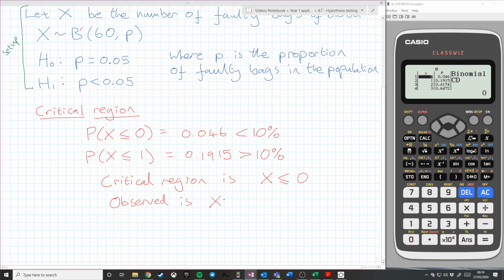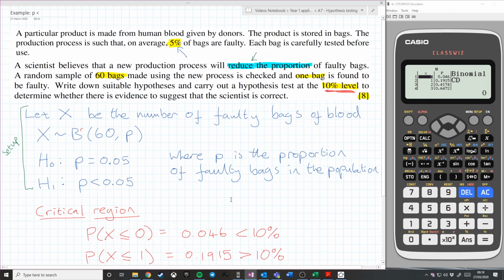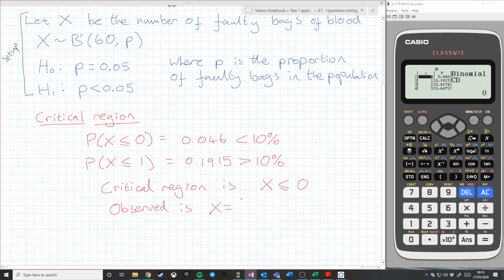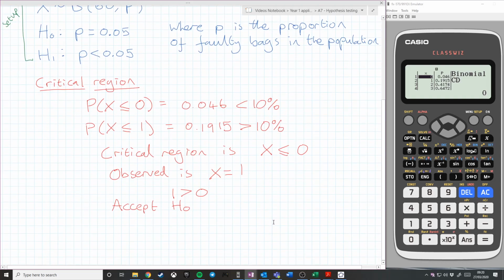Now, the observed is x equal to, what is it? Let's have a look in the question. So what was observed? One bag is observed. So the observed is x is equal to 1. 1 is greater than 0. So we are not in the critical region of this test. We are going to accept H0. It is not weird enough. So we're going to go with accept H0.